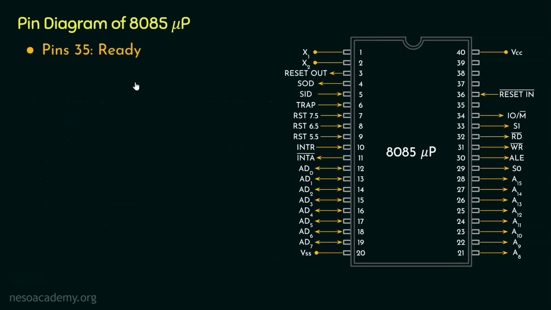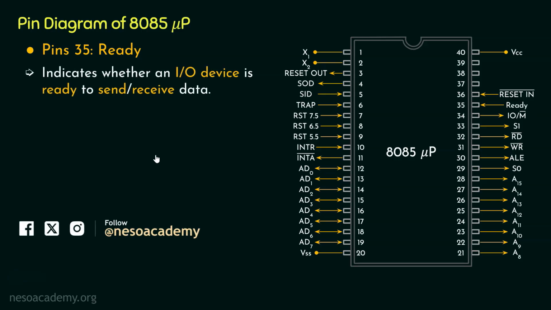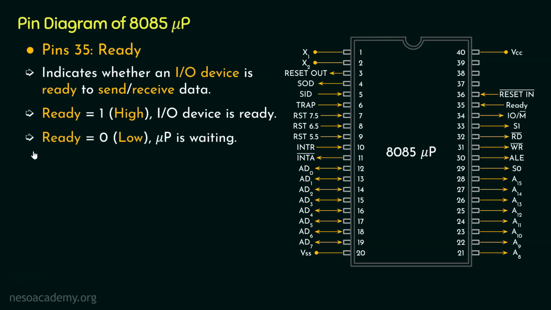Let's now focus on the next pin, pin number 35, that is READY. Now READY is an input pin. This particular pin is used to indicate whether an input-output device is ready to send or receive data. Now if READY is 1, that is high, it means the IO device is ready for the data transmission. However, if READY is 0 or low, this will mean for the time being, until it becomes high, the microprocessor is patiently waiting. Let me explain how this pin is going to help.